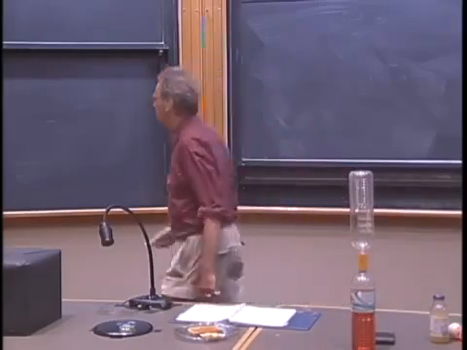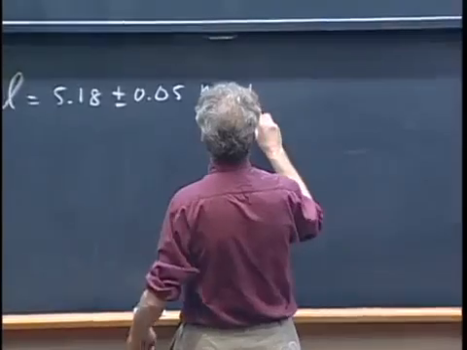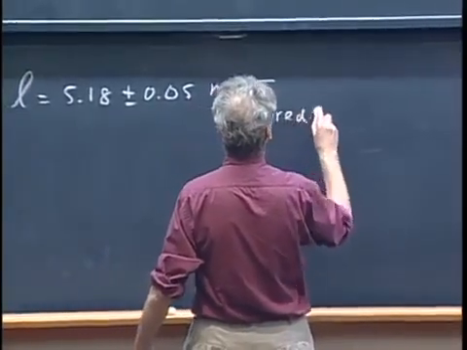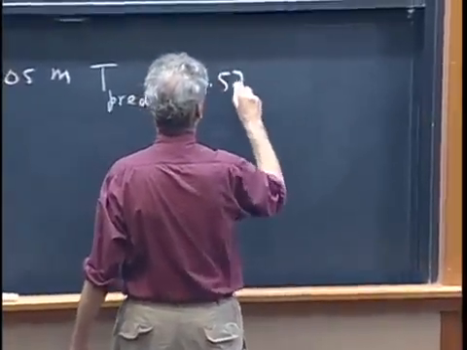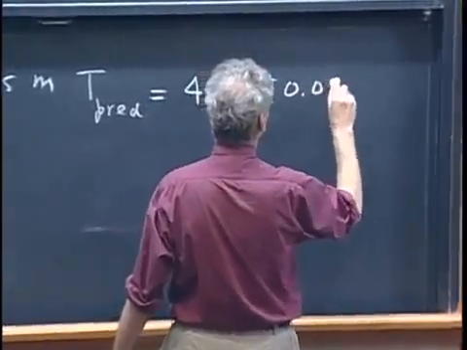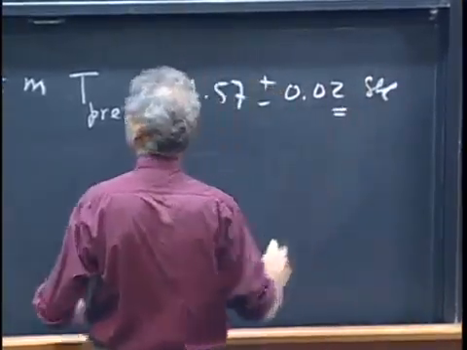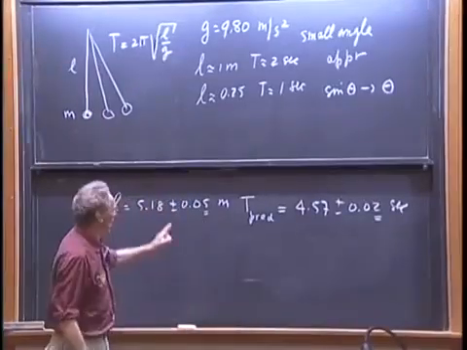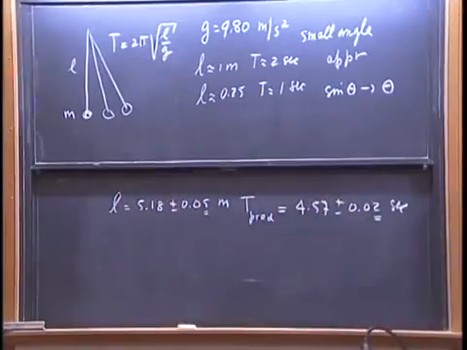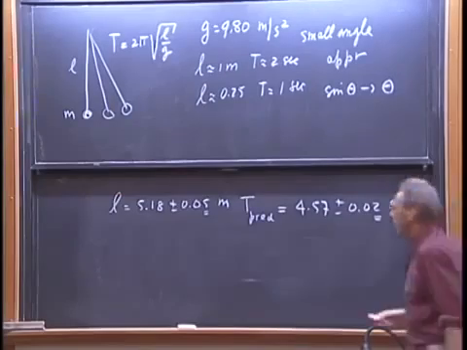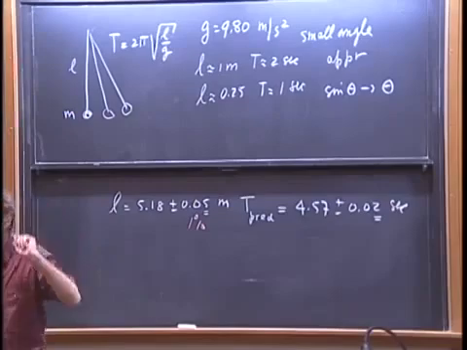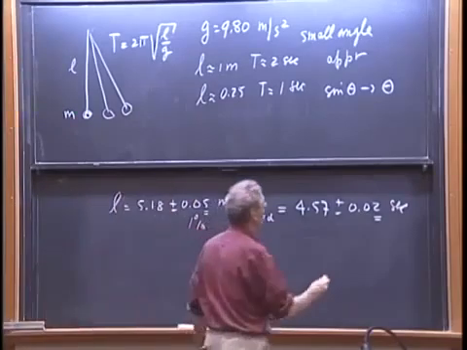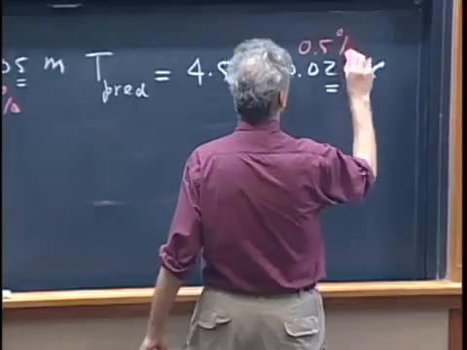And so the prediction then is, if you simply put this L in there, T predicted, purely on the basis of that simple equation, equals 4.57 plus or minus 0.02 seconds. And this 0.02 is the result of this 0.05. There's a 1% error in here, right? 5 out of 518 is 1%. And so the error in T is 0.5% because it's the square root. And so you get a 0.5% error, and I rounded that off. So that is the prediction.